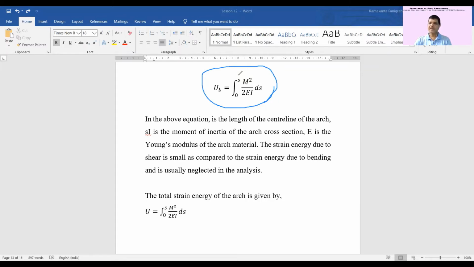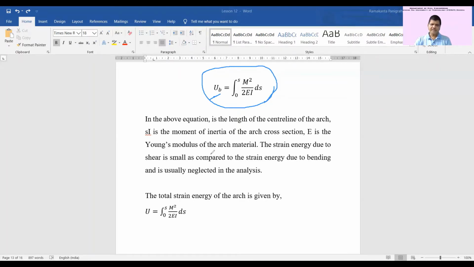0 to L may be in different parts, 0 to L by 2 and L by 2 to L, or 0 to L by 4, L by 4 to L. So depending on the section and the loading on the structure, this energy can be obtained from the bending equation. In the above equation, S is the length of the central line of the arch, I is the moment of inertia of the arch cross section, and S is the length of the span. So you can take 0 to L, 0 to S, it is up to you, whatever the value you can take, but you can find the total strain energy of the section.